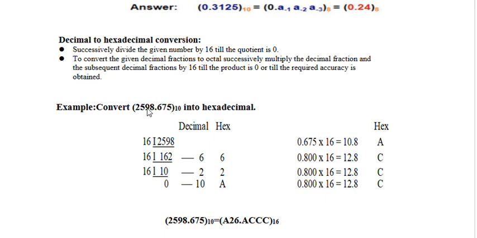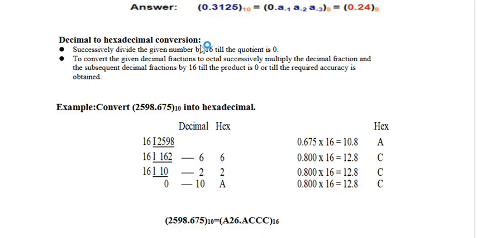So if you see in this example, 2598.675 of base 10. So this is the mixed number. Why? Because we have the integer part, and similar to that we have a fractional part also. Here 2598 is the integer part and 0.675 is the fractional part. So it's a mixed number. Decimal can have an integer part, a fractional part, or a mixed number. It's a combination of the integer and the fractional part. So these are the 3 ways of conversions.